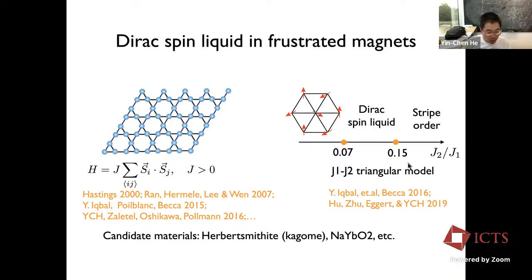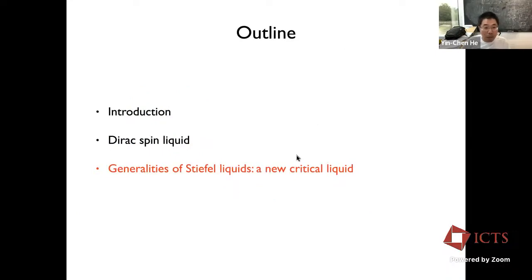Okay, so then I will talk about more non-trivial examples of this Stiefel liquid, which I will say is a new critical spin liquid.